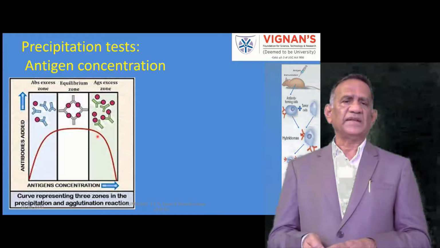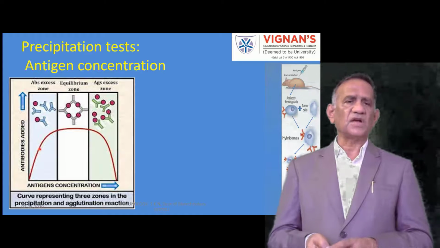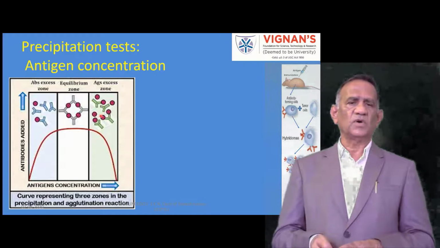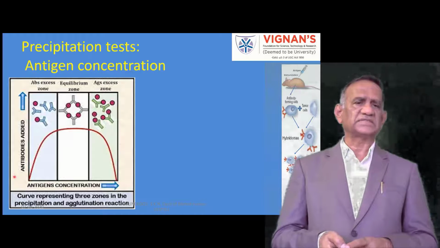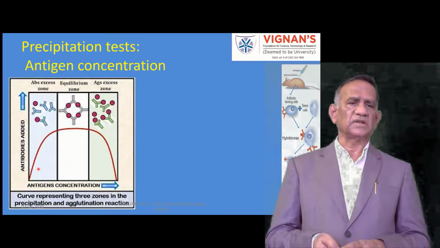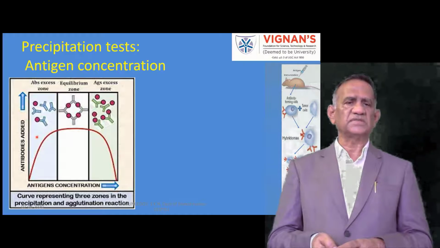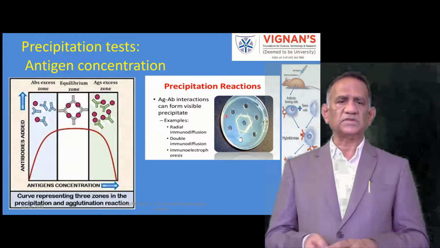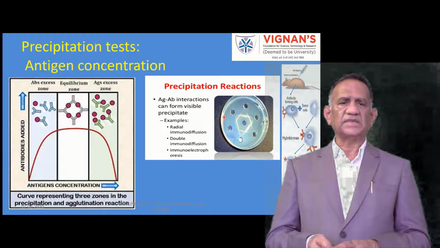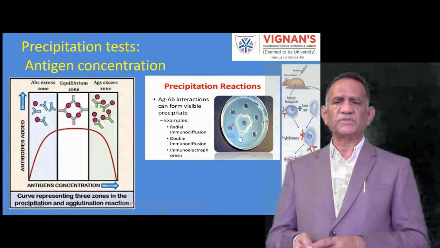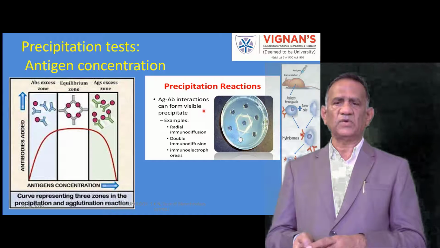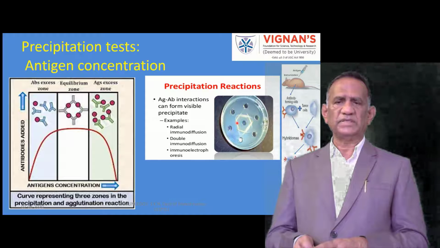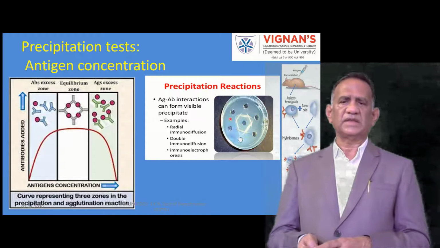Precipitation test. If the antigen concentration is in excess, there is not much precipitation. If it is less, there is also not much precipitation. Maximum precipitation occurs in the equivalence zone. This is all the theory behind the laboratory work, and the theory has come from the experiments. This is the agar-agarose gel, where we have the peripheral wells and the central well.